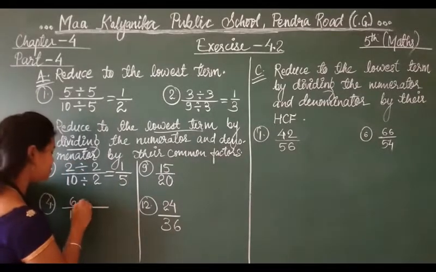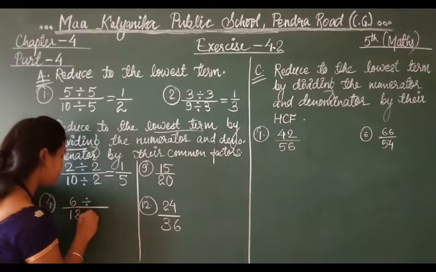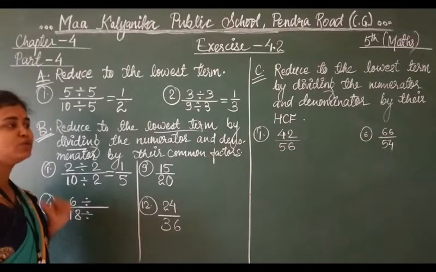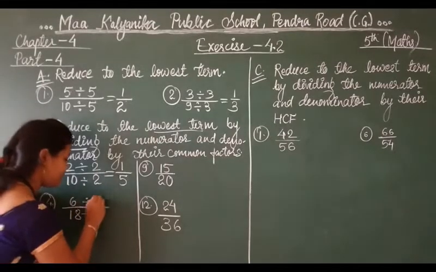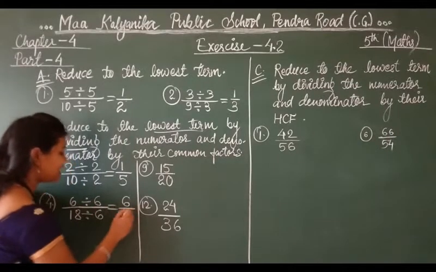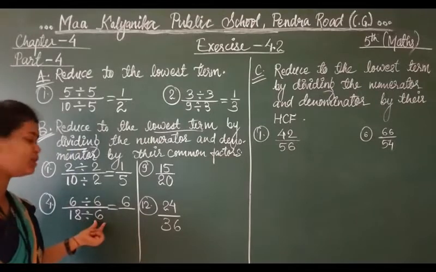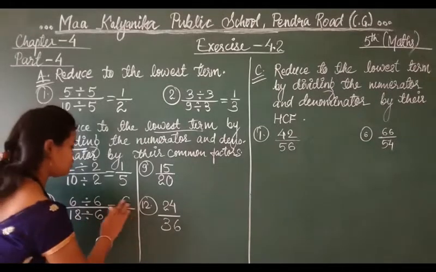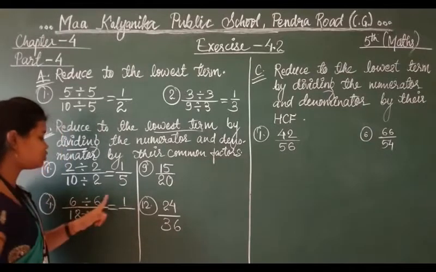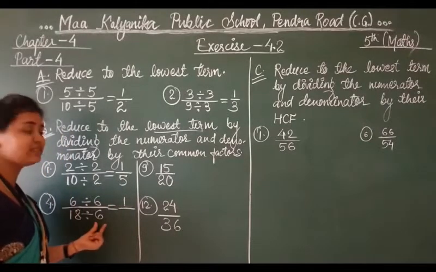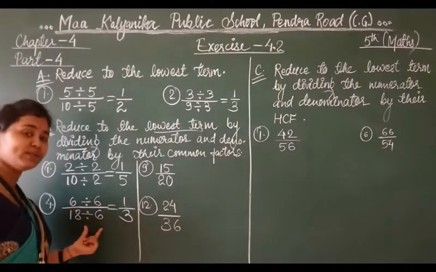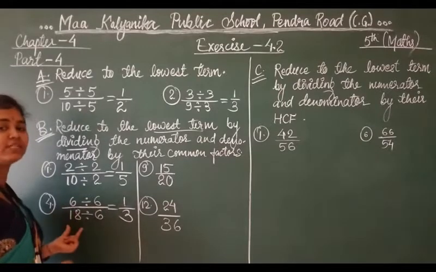So moving to question number 4. Now which common factor can be taken which can divide both 6 and 18? I think we should take 6. See why? If I write 6 here, 6 divided by 6 is 1, 6 ones are 6. Now 18 divided by 6, 6 threes are 18. So 1 by 3 is the lowest term we have received in 6 by 18.